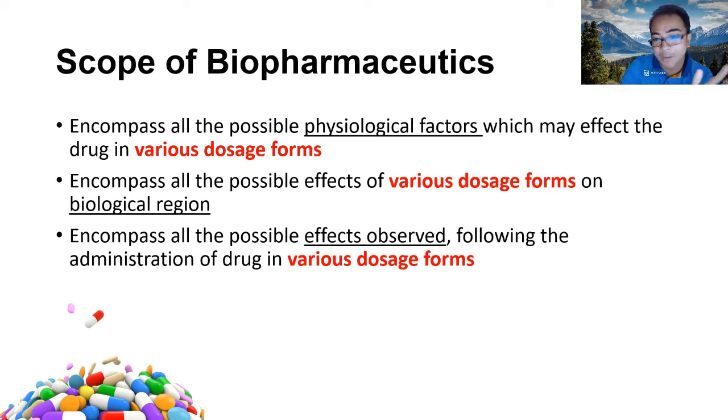It encompasses all the possible effects of various dosage forms on biological regions, and all the possible effects observed following the administration of drugs in various dosage forms. Right? So, halimbawa na lang class. Okay? One of the major physiological factors for per oral drugs, as I've mentioned, would be gastric emptying and peristalsis. Anong alam nyo class sa peristalsis?